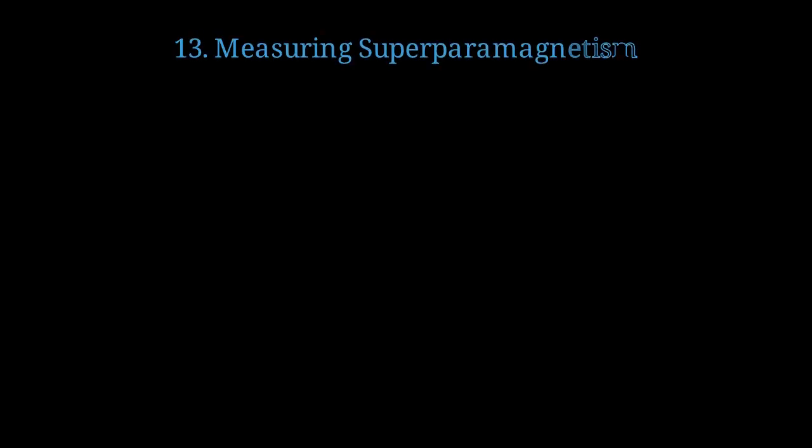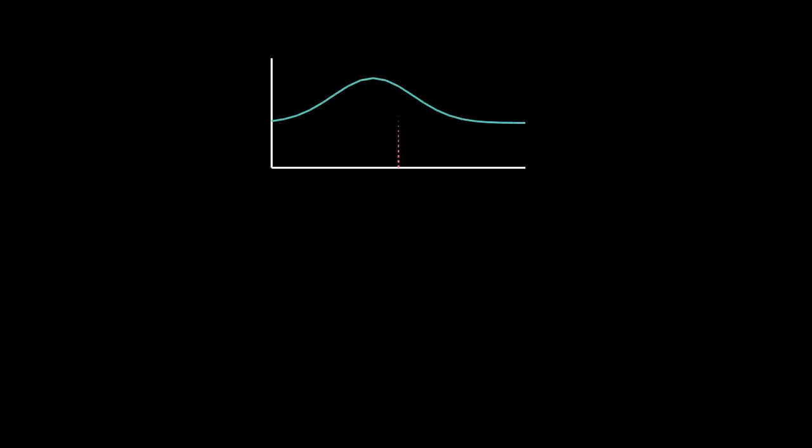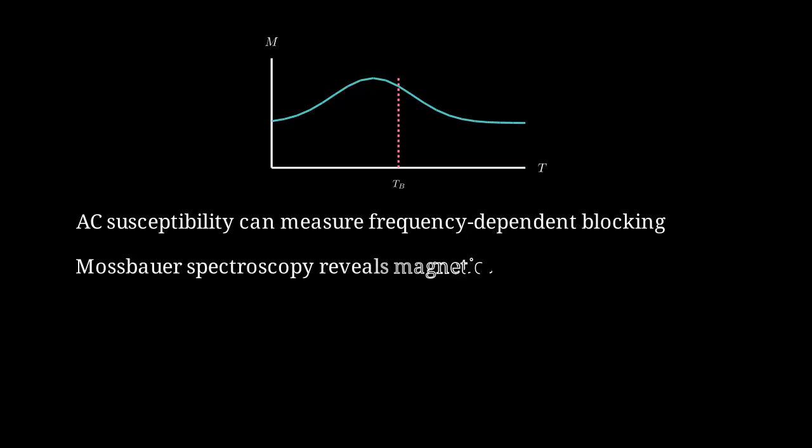How do scientists experimentally detect and characterize super-paramagnetism? The most common method is measuring magnetization as a function of temperature. Magnetization, measured after cooling in a field, shows a sharp drop at the blocking temperature as particles transition from blocked to super-paramagnetic state. AC magnetic susceptibility measurements at different frequencies can probe the dynamics of magnetic relaxation. Mossbauer spectroscopy provides direct information about magnetic relaxation on timescales from nanoseconds to seconds.